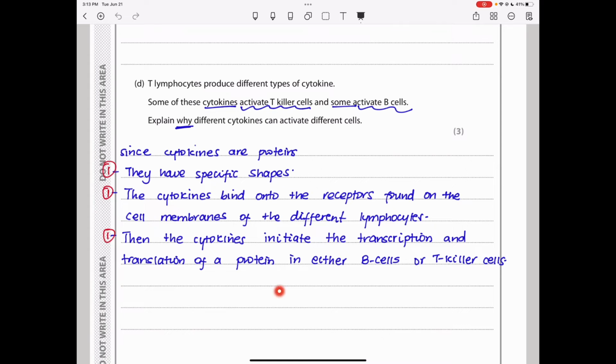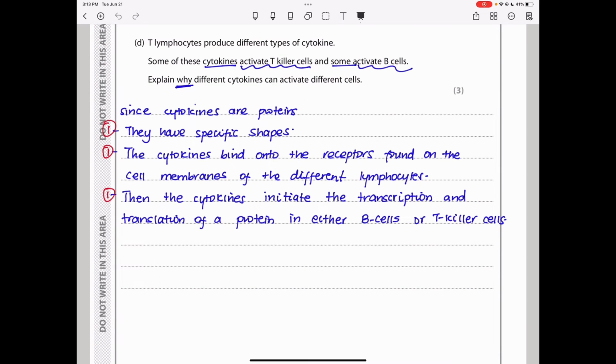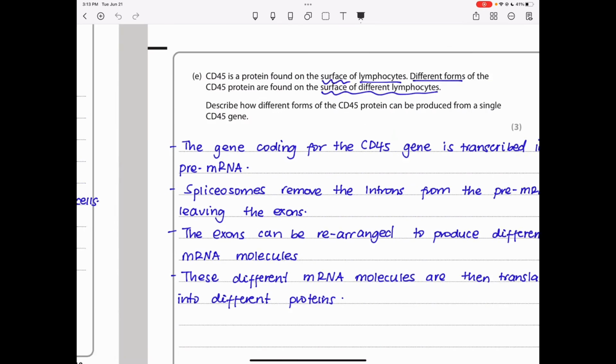And since we have T cells and we have B cells, they have different receptors on their surfaces, and therefore they have to be activated by differently shaped cytokines in order for them to be able to perform their function. And that's it basically. I will continue to the next part.